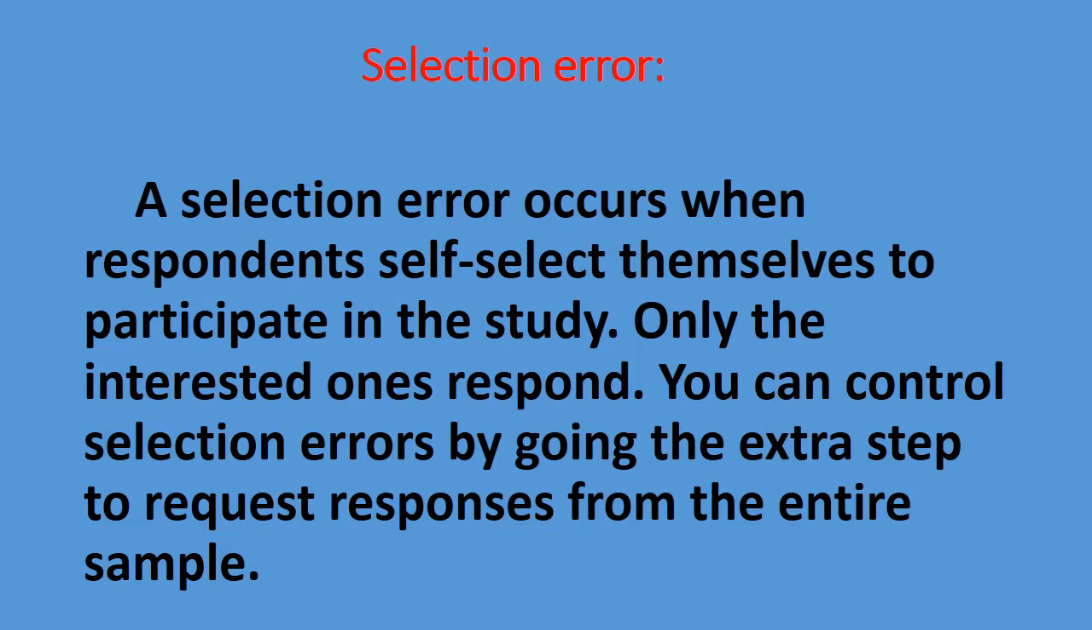The subjects of the sample come voluntarily, with their own interest, to answer your question. By mistake you may select such people as your sample instead of having other samples. So you can control selection errors by going the extra step to request responses from the entire sample. Always make sure you are covering the entire sample which you have chosen.